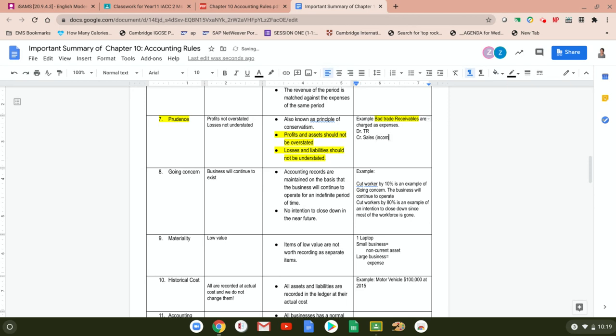And sales is an income. Trade receivable is an asset. So if you look at this, your assets increase, okay? And your sales or your income also increase. But then, what happens if this specific customer did not pay you? So technically, there is no asset and there is no sale. Yeah? So we have to remove this from the books.